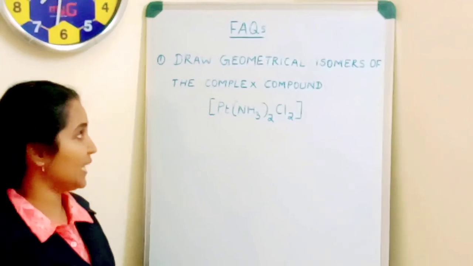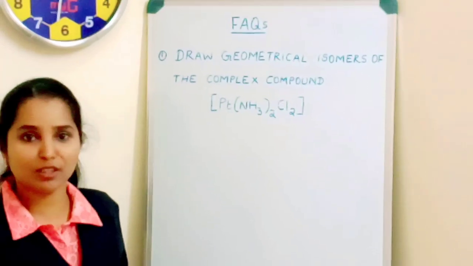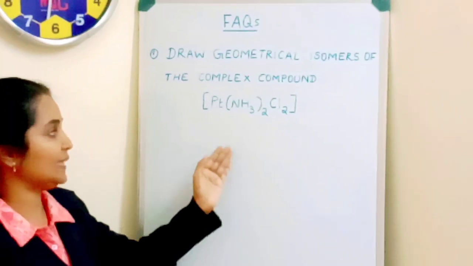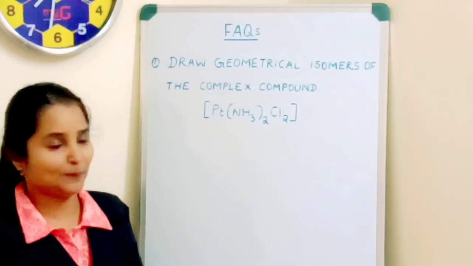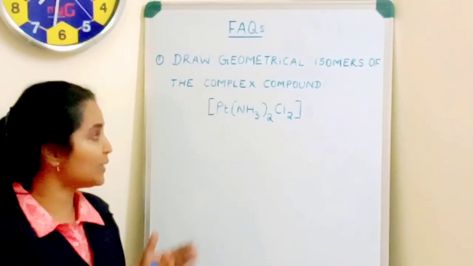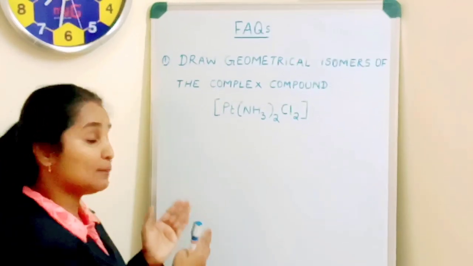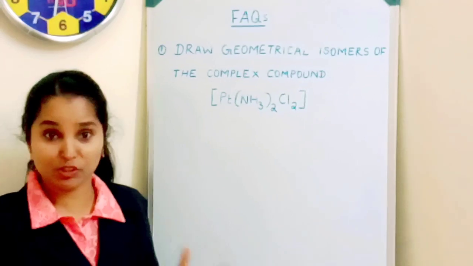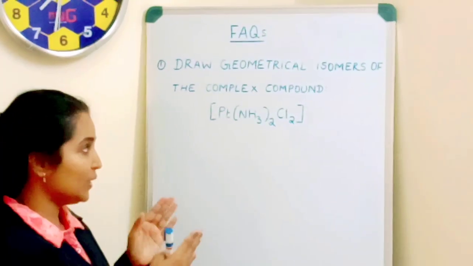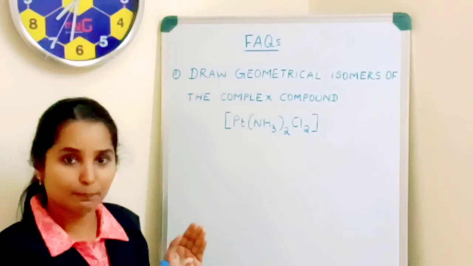So what's the question? We have to draw the geometrical isomers of the given coordination compound. And the compound is Pt(NH3)2Cl2. So the first thing you have to do is find out the coordination number of that particular central metal atom or ion. Only then you can predict its geometry, right? Only then you know which polyhedron this particular complex compound has.